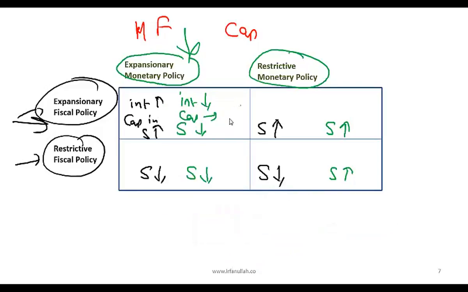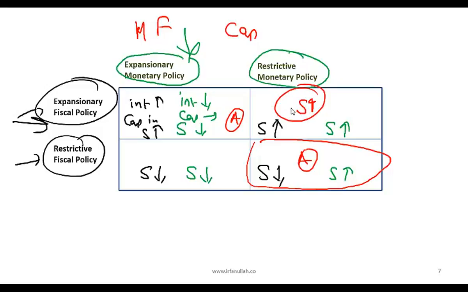So here the impact is ambiguous. What about this column, or this cell over here? Here also the impact is ambiguous. What about over here? If you have a restrictive monetary policy and an expansive fiscal policy, that will give a boost to the currency, and then the opposite happens over here. Restrictive fiscal policy and expansionary monetary policy means that the currency will devalue.